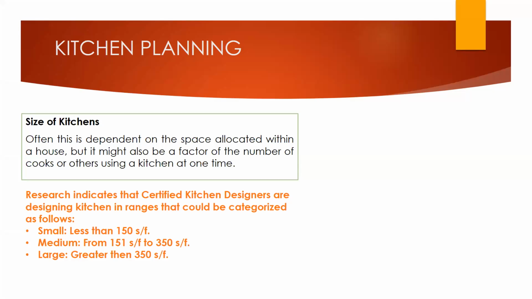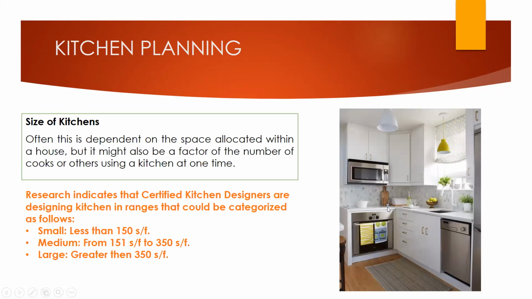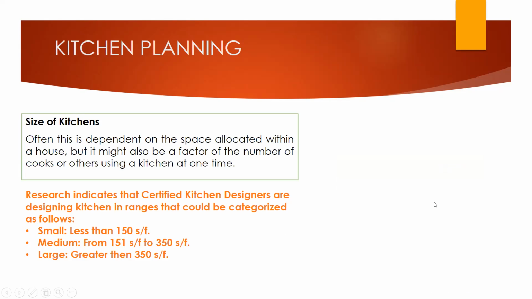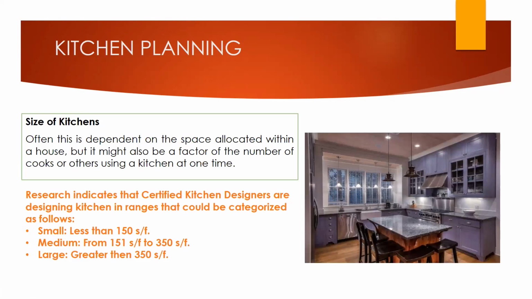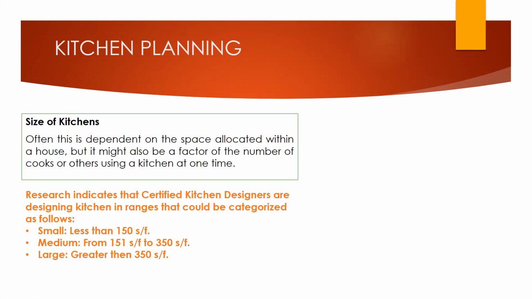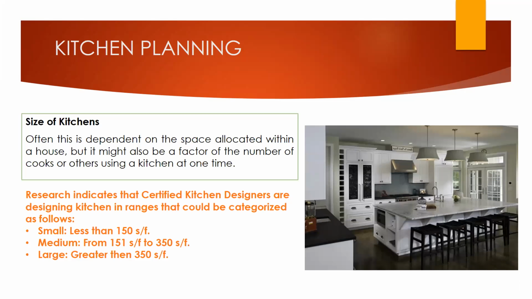Research indicates that certified kitchen designers design kitchens in ranges that could be categorized as follows. Small kitchen is any kitchen less than 150 square feet. So here in the US, 150 square feet maximum is considered a small kitchen. Medium is the kitchen from 151 square feet to 350 square feet, like this here. This is considered a medium kitchen. And a large kitchen is bigger than 350, like this.